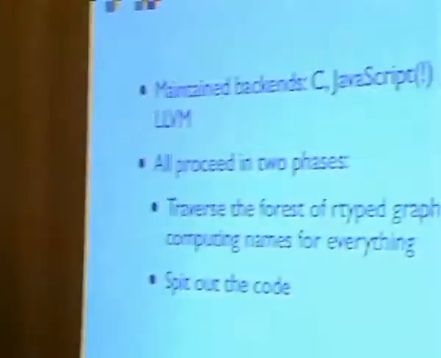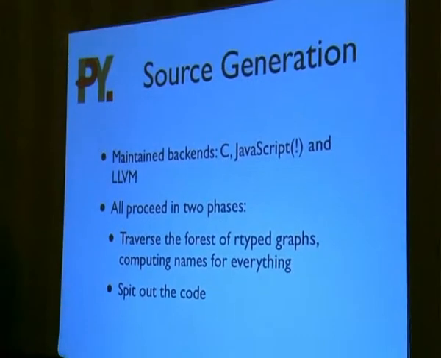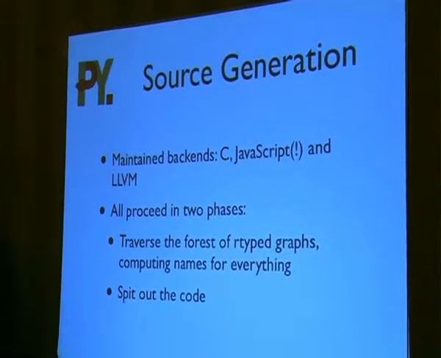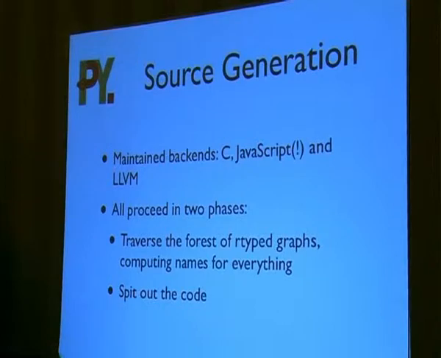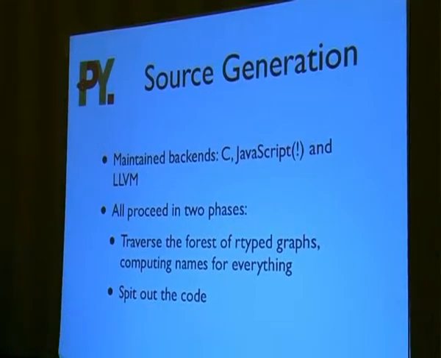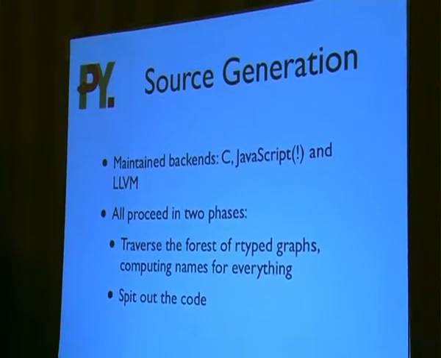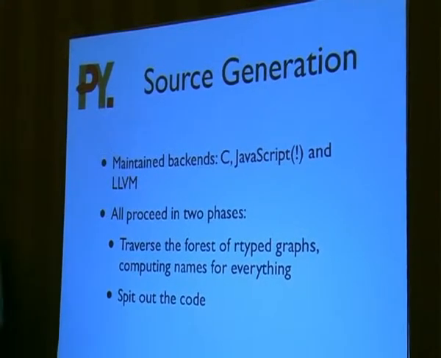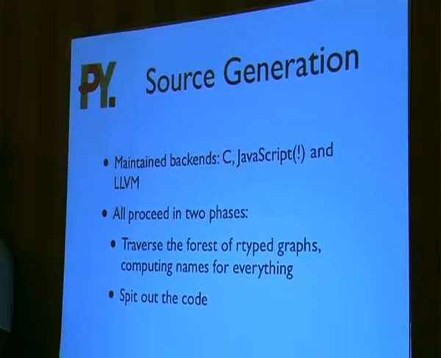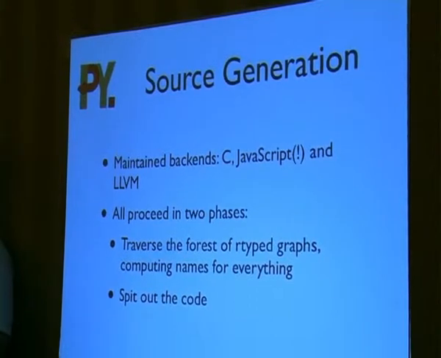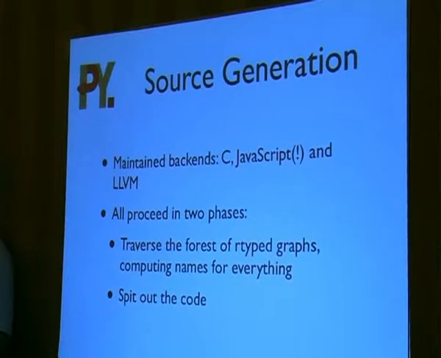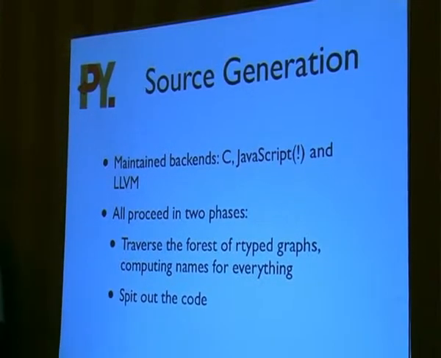Source generation. The approximately maintained backends are C, which I hope you're all at least aware of, JavaScript, which is mainly maintained by Eric Ranvier at PyPy, and essentially it's an open source project and we can't stop him. Which is perhaps a bit harsh. And LLVM, which is a low-level virtual machine. It's an open source portable assembler, roughly speaking, with quite a good optimizer.